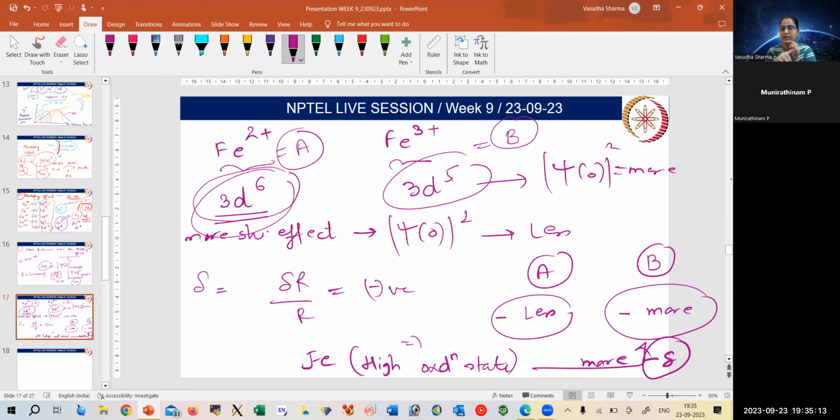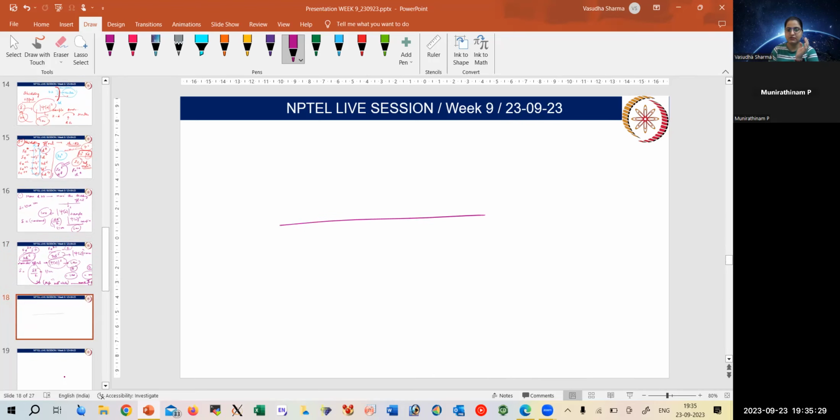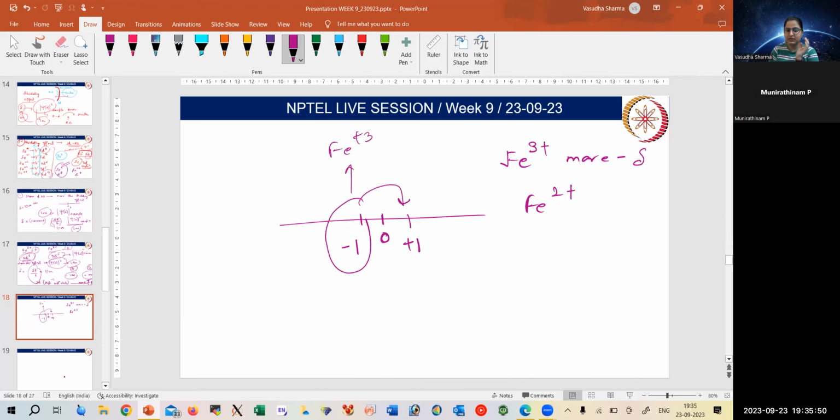If more d is there, this psi value would be less. Once this is less and this delta value is already negative, we are talking in negative terms. So when something is less negative, that would be coming towards more positive side, because it's a relative term. If I am having here 0 and here it is -1, here it is +1, right? So the iron +3 is having more negative delta compared to iron +2. So this more negative delta compared to this +1, here it would be iron +3, here is iron +2.